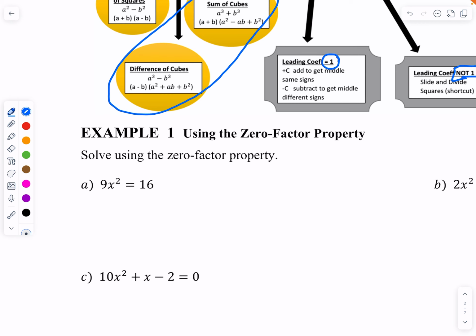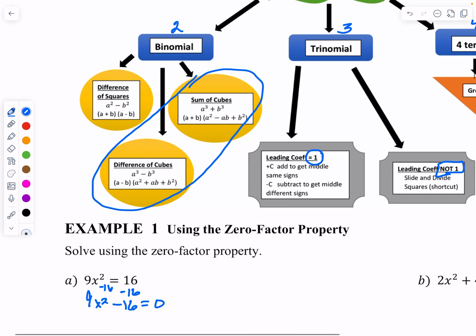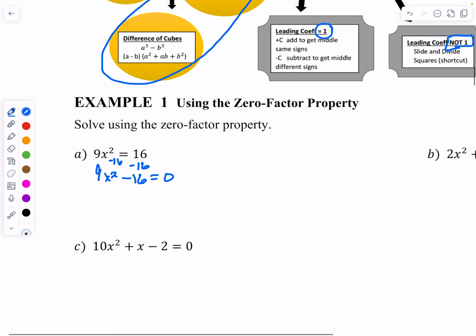Notice the first one is not set equal to 0. So I'm going to move my 16 to the other side. And I'll get 9x squared minus 16 equals 0. And then notice that this has 2 terms. So it's either squares or cubes, and it's squares. So my difference of squares says I take the square root of that 9, and I take the square root of x squared, so that'll be an x. Then take square root of the 16, and then one's a plus and one's a minus, equals 0.